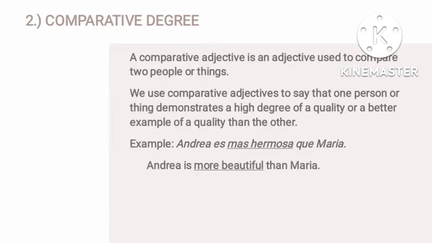The second one is the comparative degree. A comparative adjective is an adjective used to compare two people or things. We use comparative adjectives to say that one person or thing demonstrates a high degree of a quality or a better example of a quality than the other.